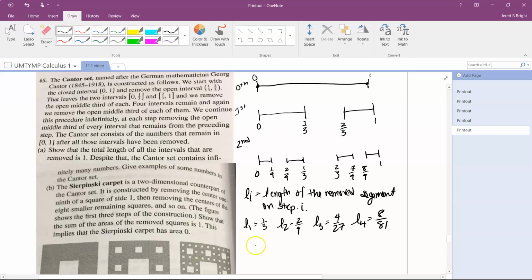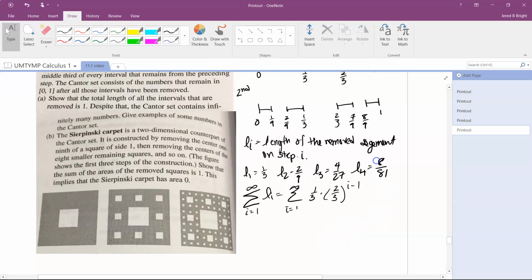So then if I'm curious about the total removed length, that would be the sum from i equals 1 to infinity of L_i, right? And so this, I could think of this as 1/3, right? Let me write that over. The series i equals 1 to infinity, and then the first term, which is 1/3, times the common ratio, which appears to be 2/3 to the i minus 1. And then that's a geometric series, right? Which I can find its sum by saying it's (1/3) over (1 - 2/3), which ends up being 1.